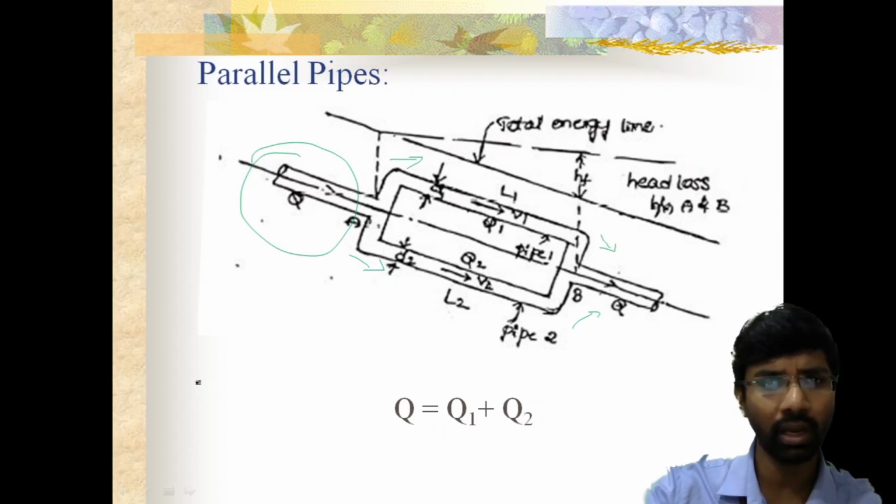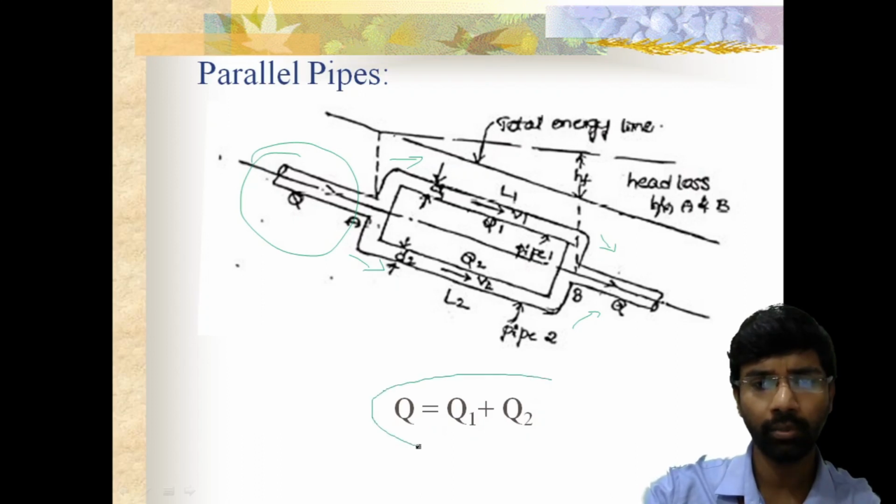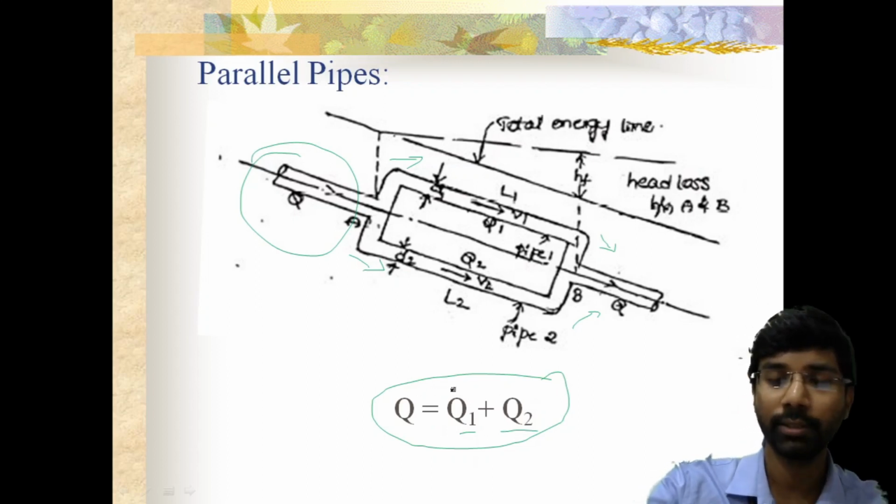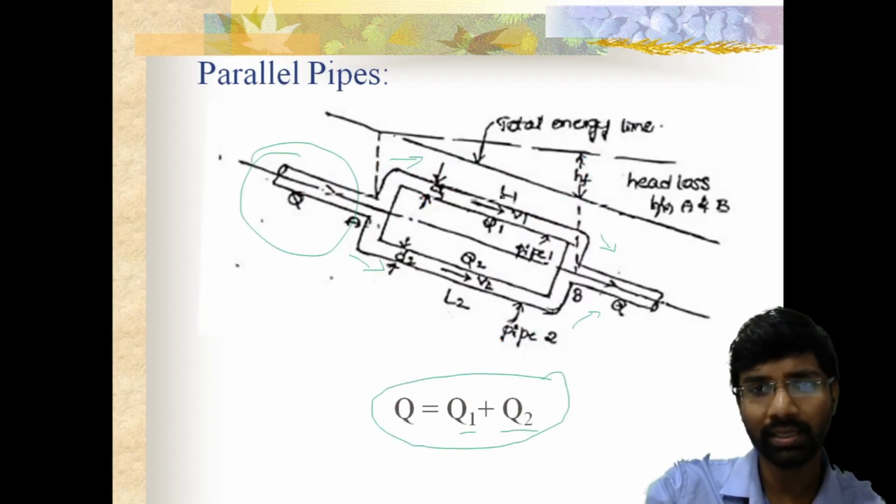For this also we will apply the same Bernoulli's equation concept. From the diagram itself, the total discharge coming in the main pipeline is divided. So if you add the discharges in the first pipe and the second pipe, you will get the total discharge. Let us consider L1 and L2 as the lengths, V1 and V2 the velocities, Q1 and Q2 the discharges, and D1 and D2 the diameters.